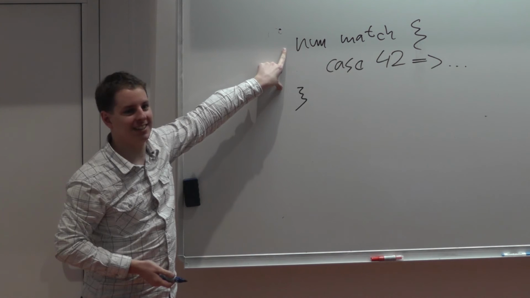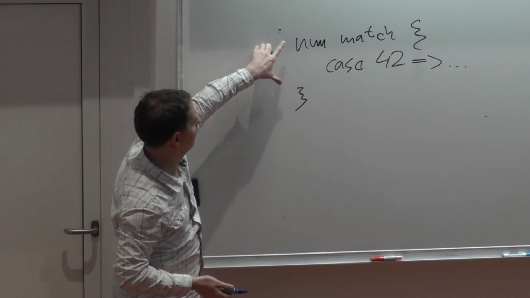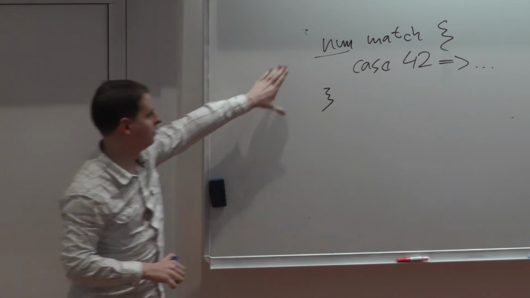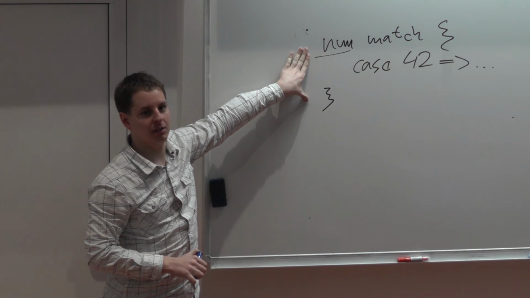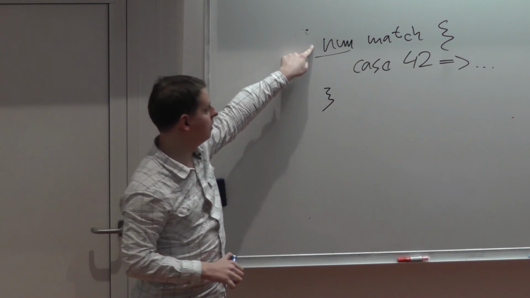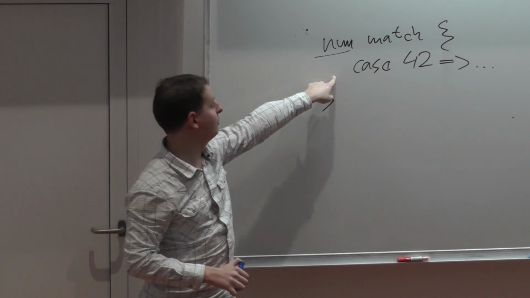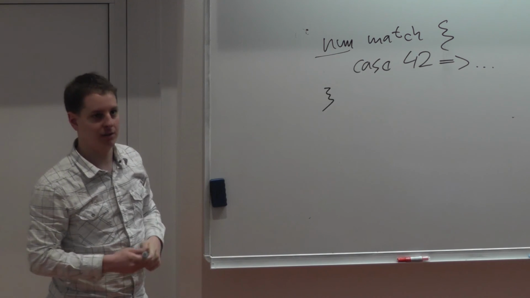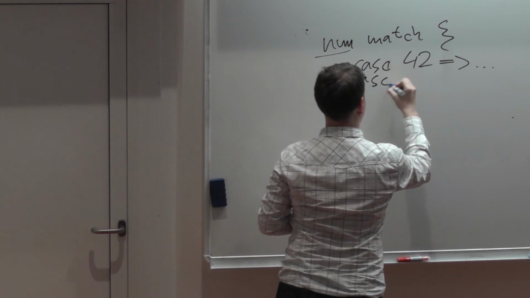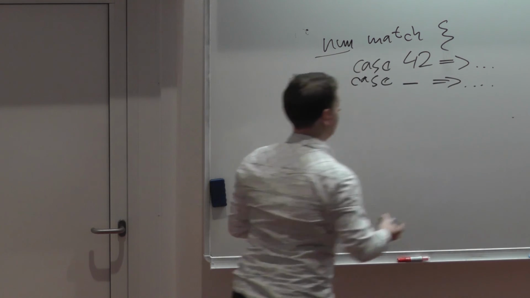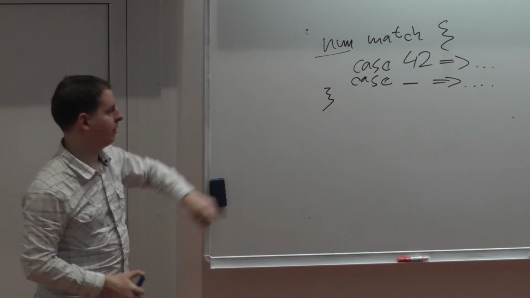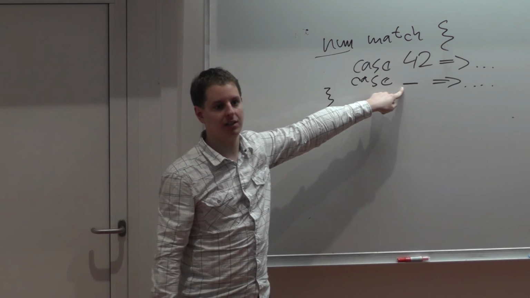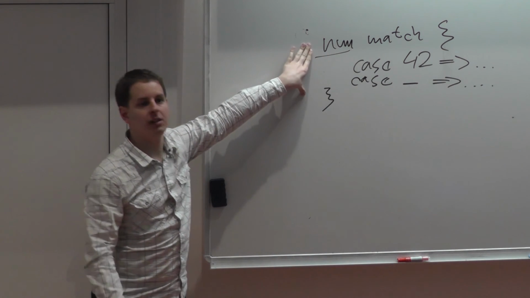What do you mean by exhaustive? Can some value of num throw an exception when put into this expression? Yes, if it's not 42, it will not match anything. Not every answer is 42 in real life, so it will throw a match error. If you put a default case like this, the match is exhaustive because any other value other than 42 will end up here and will match against anything. So this is exhaustive, and the compiler is okay with that.